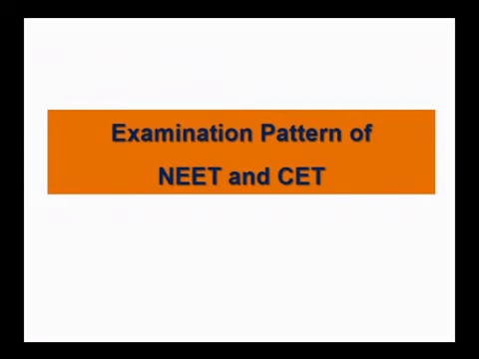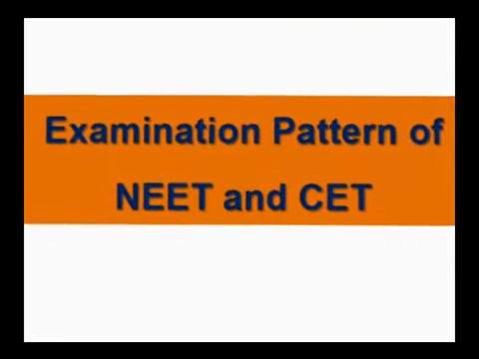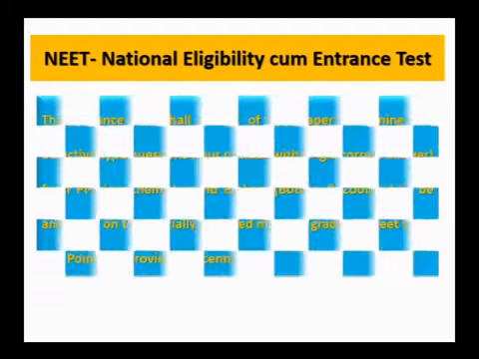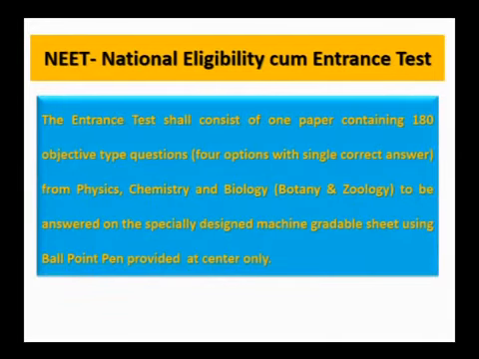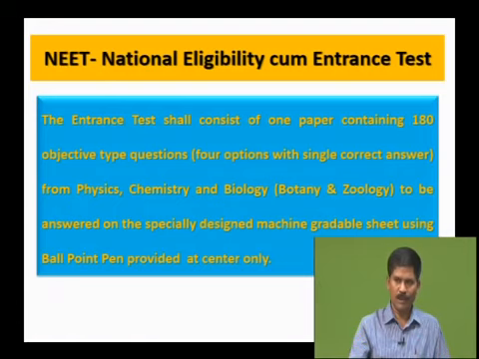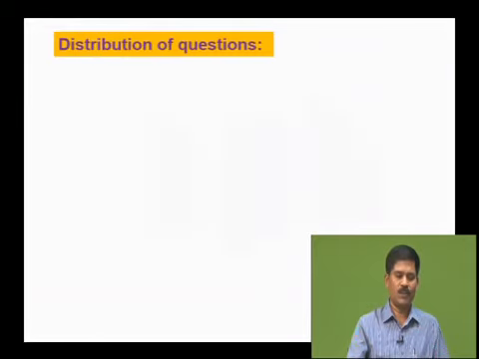Dear students, let's have a quick glance at the pattern of the NEET and CET examinations. NEET, National Eligibility cum Entrance Test. The entrance test shall consist of one paper containing 180 objective type questions in different languages, having 4 options with a single correct answer, from physics, chemistry and biology. Biology includes both botany and zoology, to be answered on the specially designed machine gradable sheet using the ballpoint pen provided at the center only.